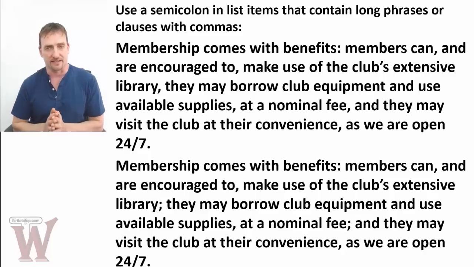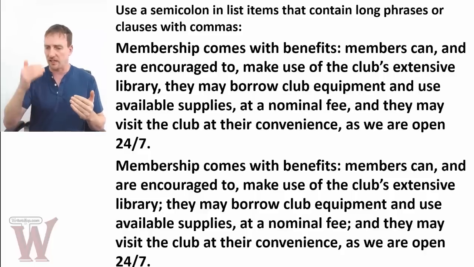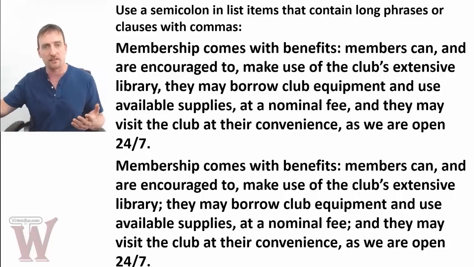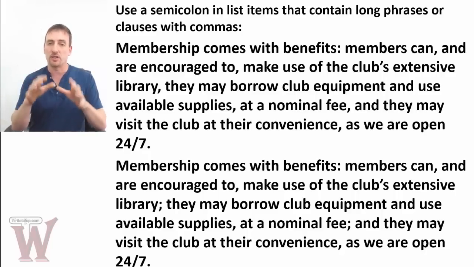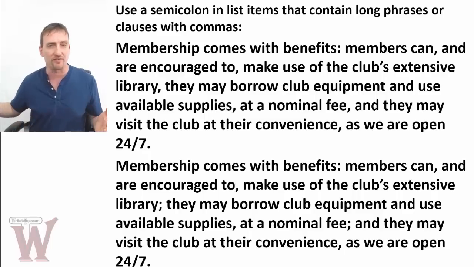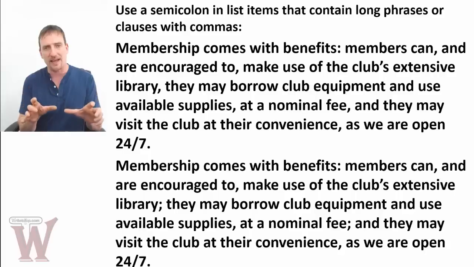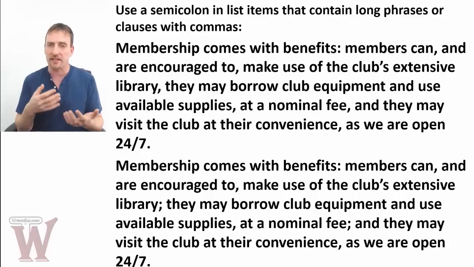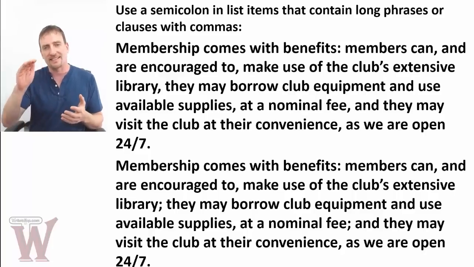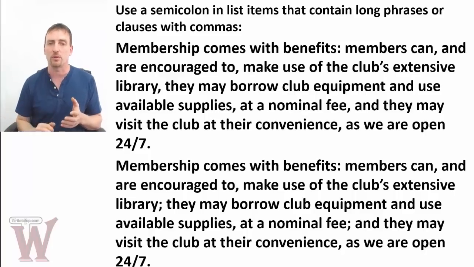Now, in a list, sometimes you have a list of like 1, 2, 3 items, and that's no problem. 1, 2, and 3. But if your list includes clauses, and those clauses have commas in them, then you're going to have a lot of commas, and it could be a little bit confusing to the reader. So when you have complex items in a list, complex meaning that there's more than one clause, there could be phrases, then separate the items with a semicolon.